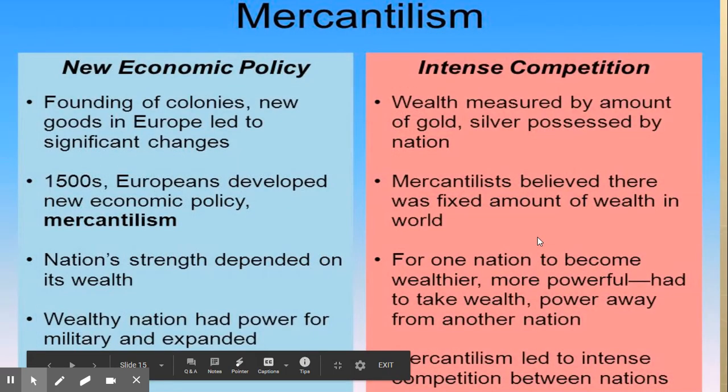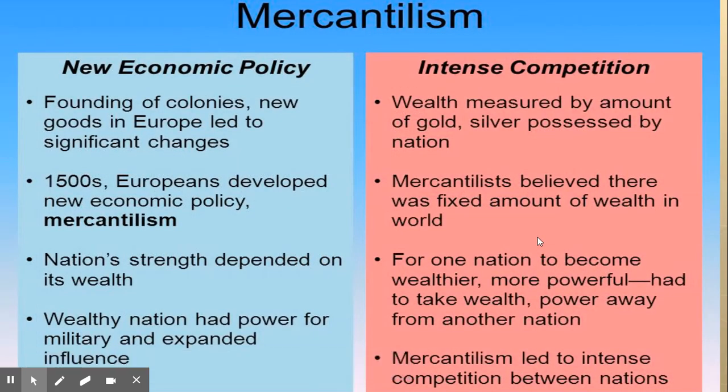And mercantilism, founding of the colonies, new goods in Europe led to significant changes. In the 1500s, Europeans developed a new economic policy called mercantilism. Nations' strength depended on its wealth, and wealthy nations had power for military and expanded influence. So the more gold, the bigger army. It led to intense competition. So wealth measured by the amount of gold and silver possessed by a country.